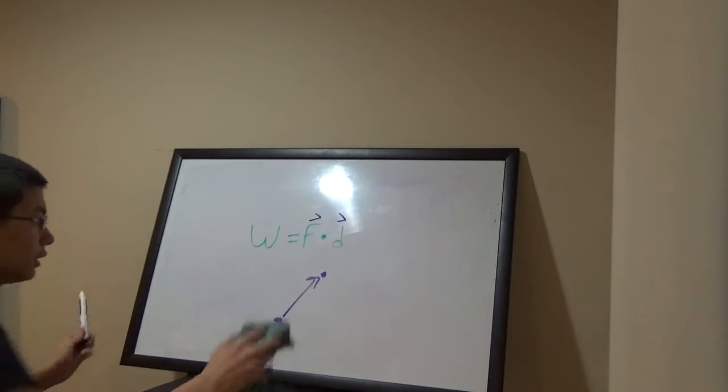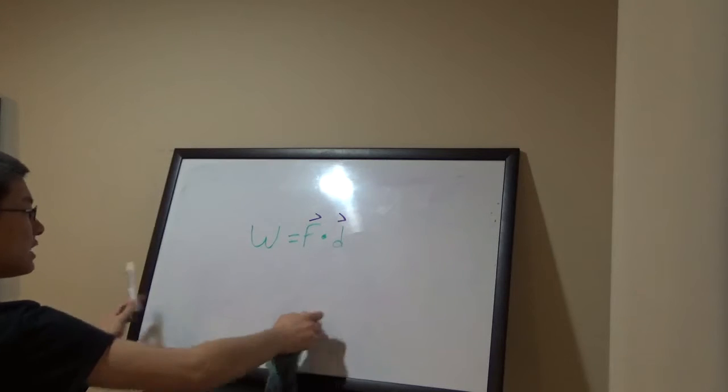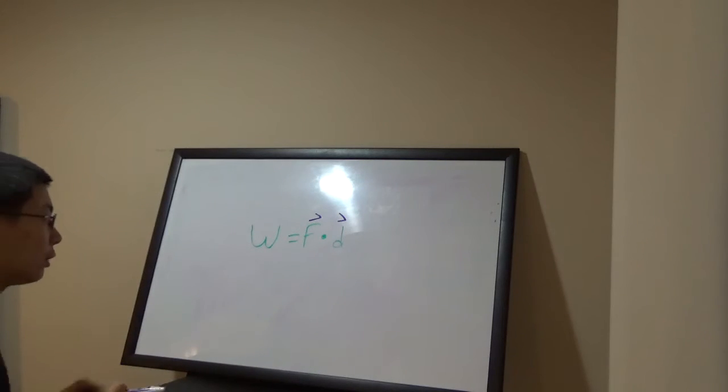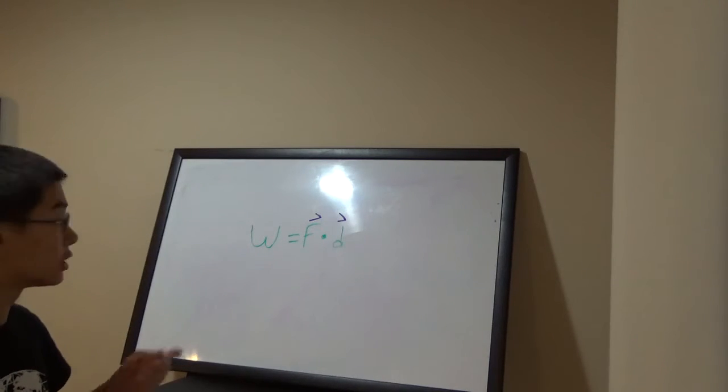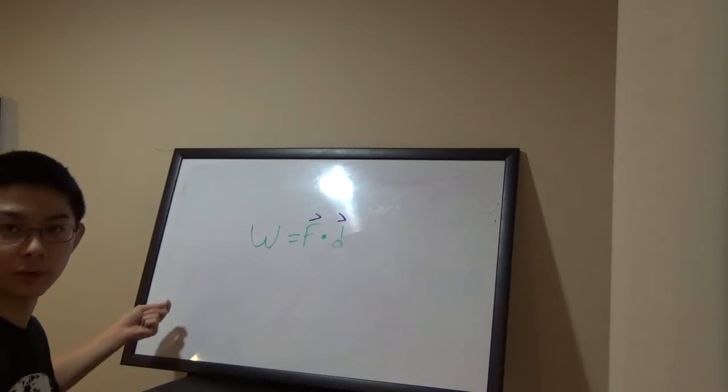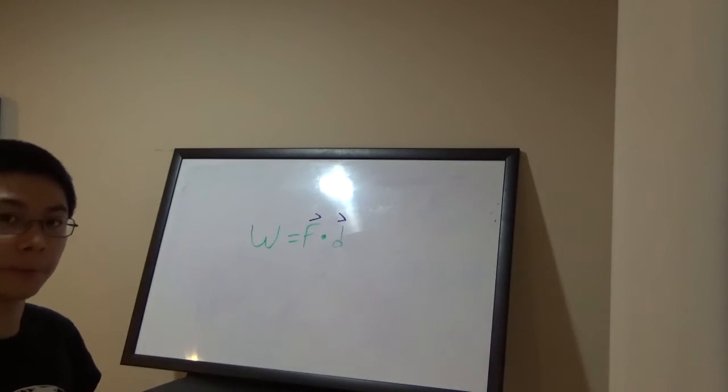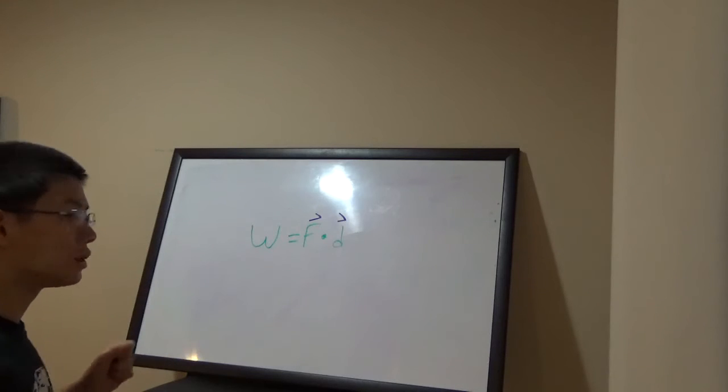All right. So let's dissect what this thing called dot product means. Well, a dot product is simply a way for us to multiply two vectors and get a scalar as a result. A scalar is just a normal number.